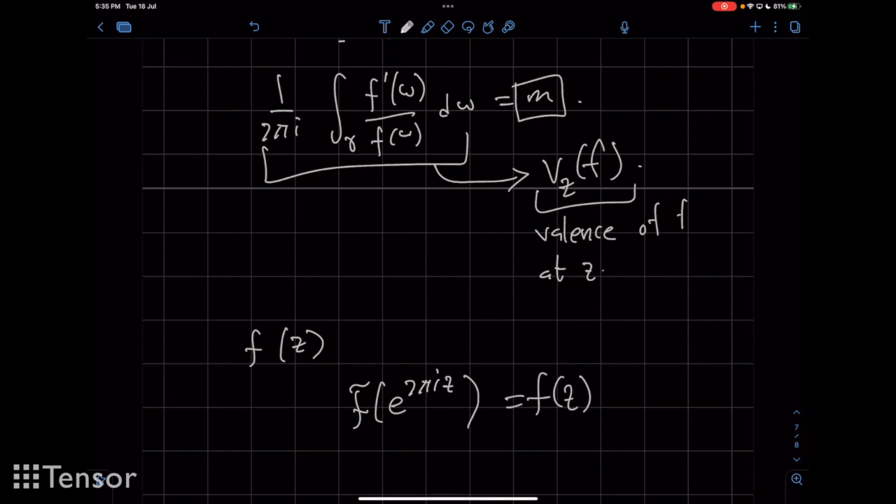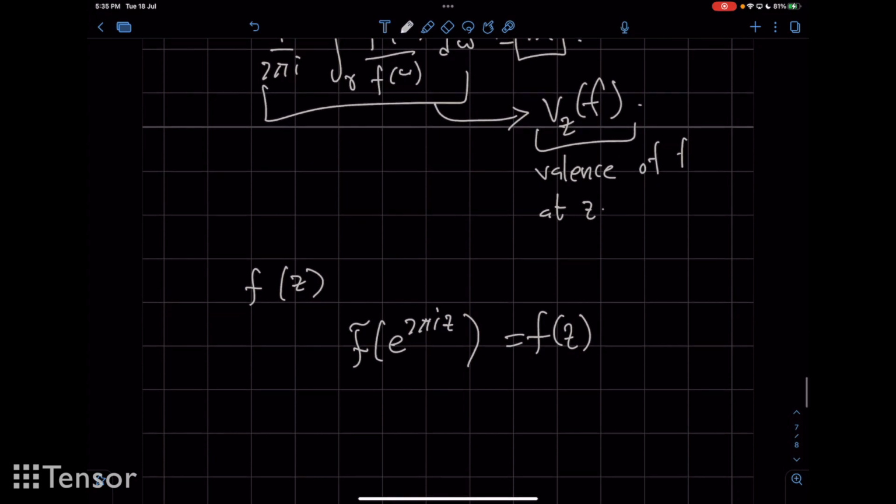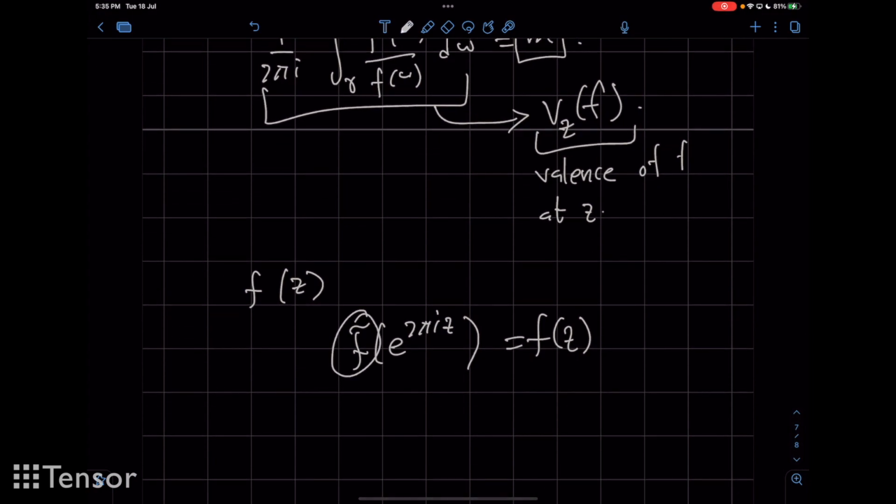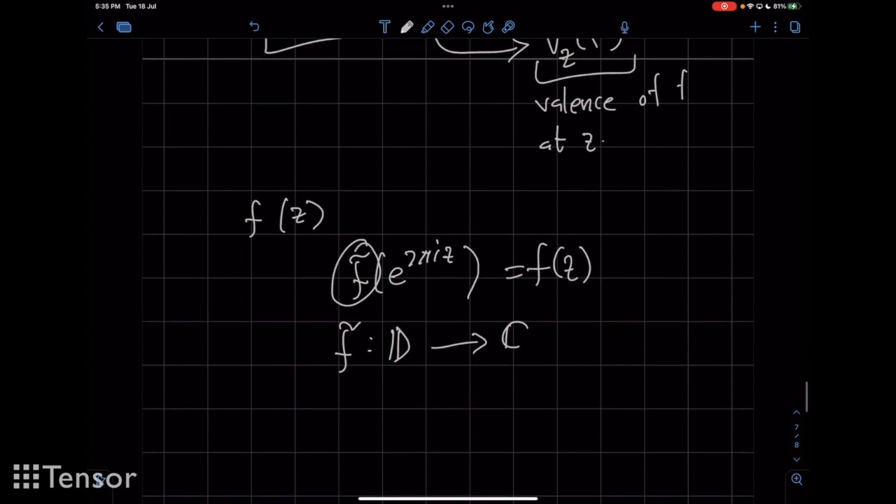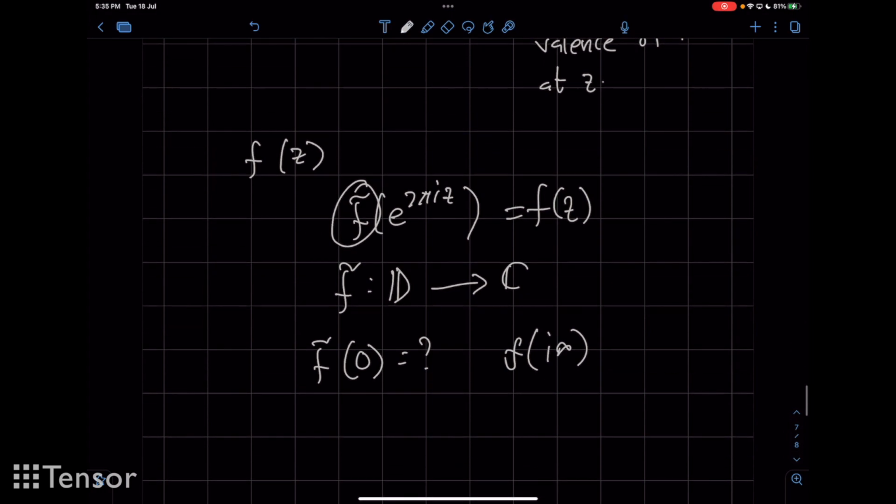So that's the way we define the q series, right? And f tilde is defined where? F tilde is a function on the unit disk to C, right? Then what is f tilde of 0? So this was f of i infinity, right? And this was finite when f is a modular form.